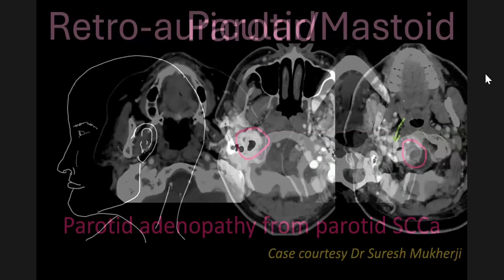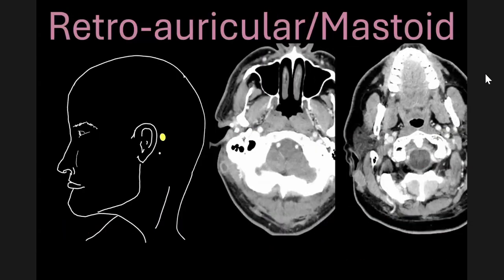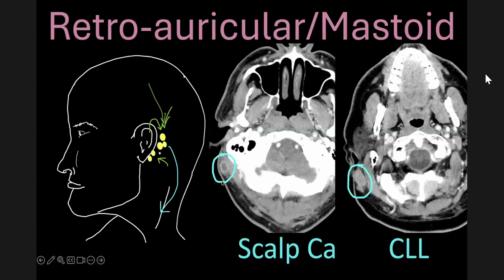Then retroauricular or mastoid lymph nodes, they are behind the mastoid. They are superficial to the sternocleidomastoid muscle. They drain the tragus, the pinna. They can drain the parietal scalp, the occipital scalp, and also the upper neck skin. So that's the drainage area for these lymph nodes. And they drain into the upper lymph nodes, level 2s and level 5s. Again, they can be enlarged in systemic malignancies like CLL, or they can be enlarged in local scalp cancers.